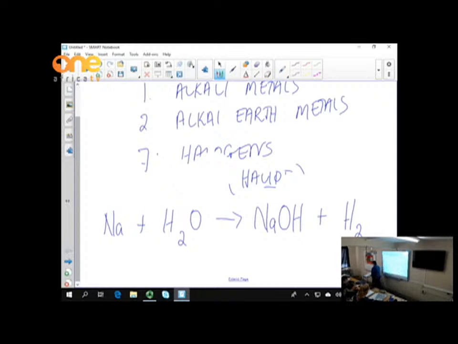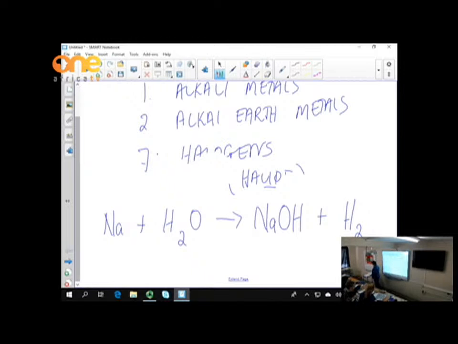Then, if we look at their reactions with oxygen, they all react with oxygen. Yes, all group 1 and 2 metal salts, most of them are soluble, so if you have to guess, you could guess them as soluble. There are singular exceptions. The grade 10s do the solubility rules.